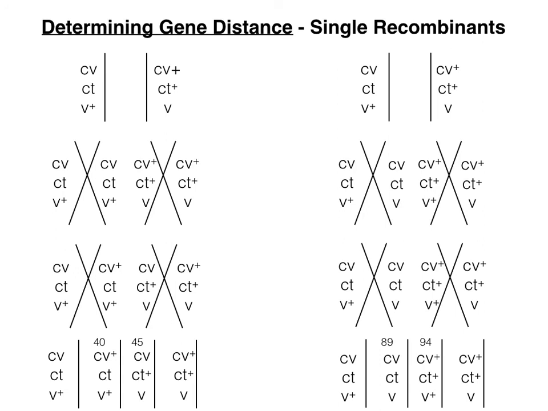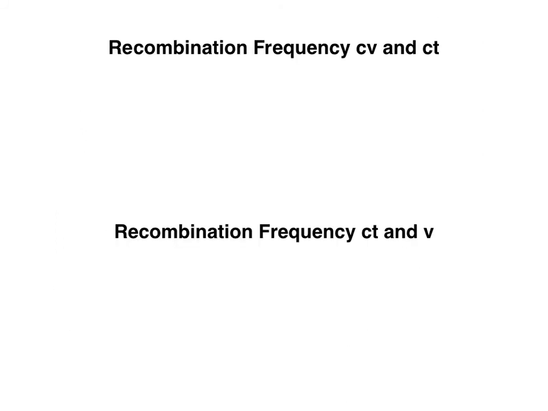But if you go back and look at that table of progeny, 89 individuals will be the result of a single crossover between CT and V. 94 individuals will be the result of the other allelic combination that is the result of that crossover. So now we have a way to know which of the individuals from that table are the result of a crossover between CV and CT, and are the result of a crossover between CT and V. Great, so now we're almost done. Now all we have to do is take those numbers that we found and use them to calculate a recombination frequency for each pair of genes.